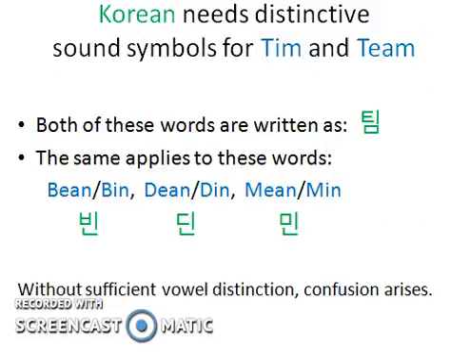Korean needs distinctive sound symbols for Tim and team. Both of these words are written as that. Imagine the confusion. I play for Tim's team. This symbol will be written twice, but pronounced very differently. We get similar confusions with Ben, Bean, Dean, Den, Ming, Min.